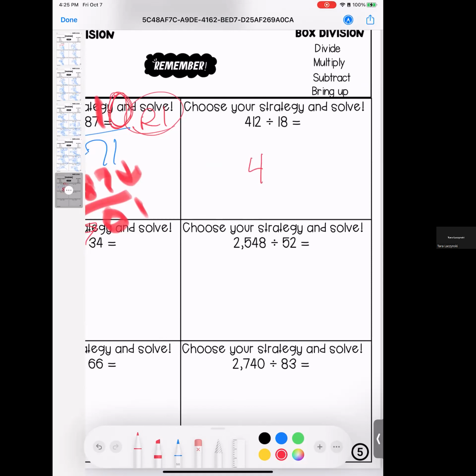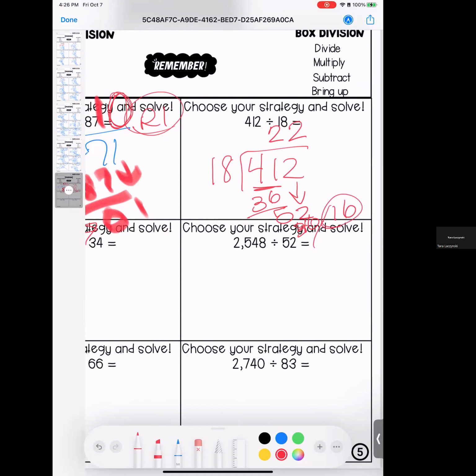All right, 412 divided by 18. 18 is not going to go into 4, but it will go into 41 2 times. 2 times 18 is 36. When I subtract 36 from 41, I get 5. I bring down my 2. The closest again I can get is 2. 52 minus 36 is going to give me 16.